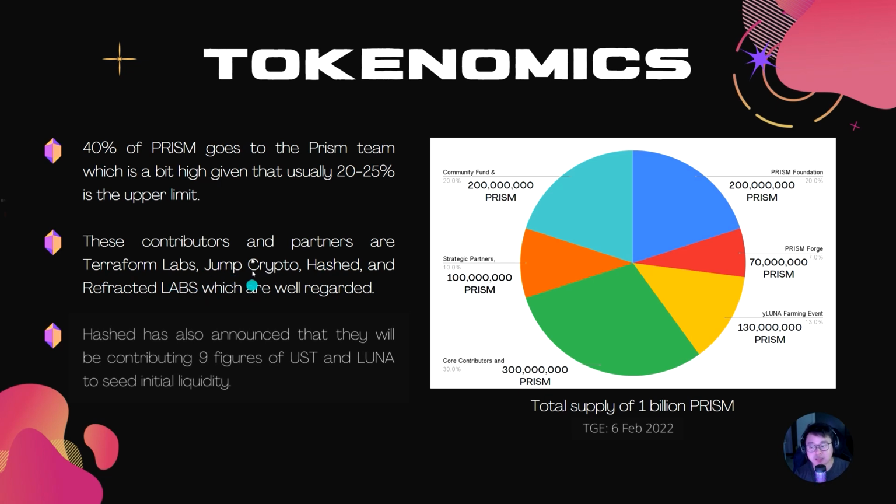So I don't think this large amount of Prism being given to the Prism team is going to result in very poor tokenomics compared to other protocols where they're giving 40% to the team. Because I believe these investors have a long-term vision for the Prism protocol, and it's in their best interest to ensure that the price and the reputation of the Prism protocol remains strong. Hash has also agreed to contribute 9 figures, or over 100 million worth of UST and Luna, to provide the initial seed liquidity for the Prism pools.